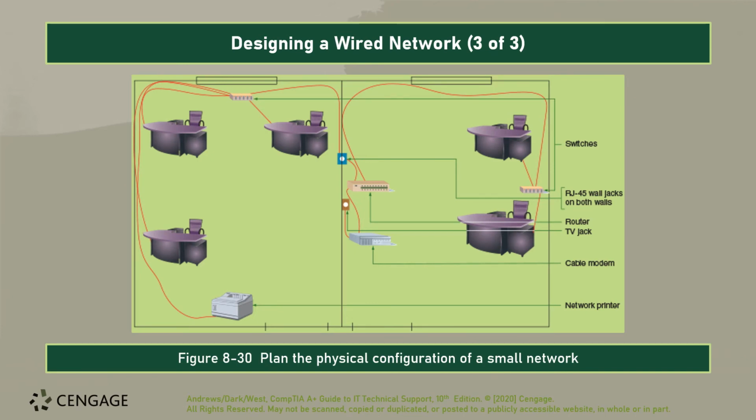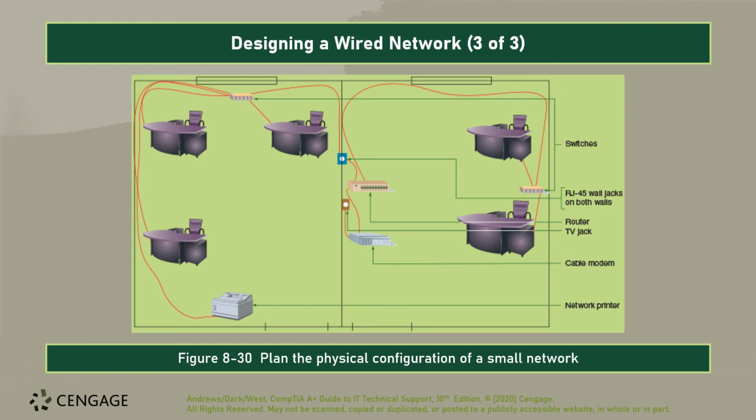So here we have the plan for a physical configuration of a small network. We see that we've got some desks here. We've got some wall jacks that we're going to set up. We've got a placement for our router and our modem, otherwise known as our primary gateway. We have a network access printer, and we can see that there are some cables that are probably falling through the walls, if not over the ceiling. So this is a very rough sketch, but at least it gives an idea of some physical placement.